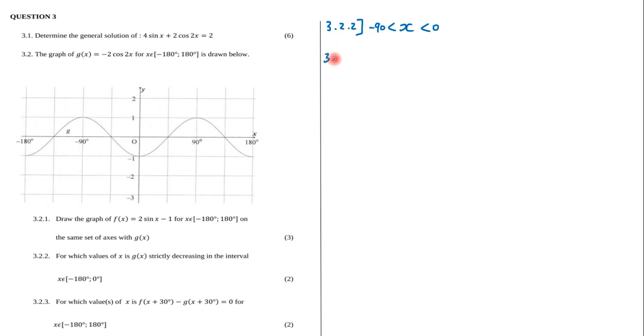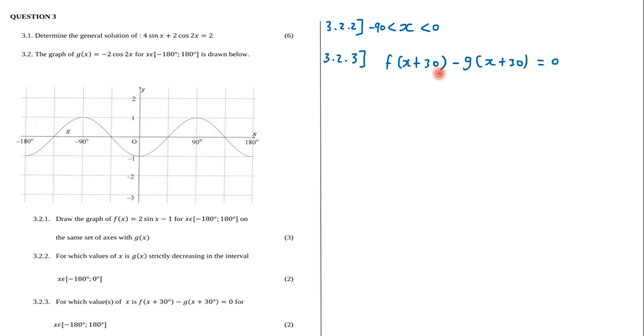And then finally 3.2.3. So here it is asking another question. It's saying, for which values of x is f of x plus 30 minus g of x plus 30 equal to 0, right? So basically what this is asking is very simple, right? Now here they're saying that they want to find the values of x where the equation of f minus the equation of g plus 30 equals to 0.